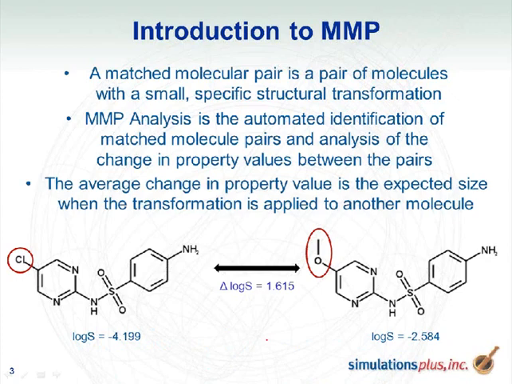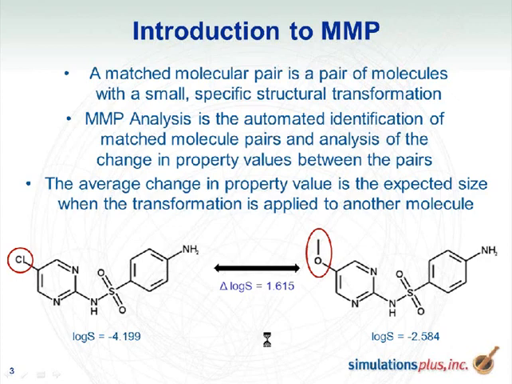Okay. And if you look at outliers from this distribution, you might see compounds that maybe buck the trend. In other words, maybe replacing a methoxy with the chlorine might decrease the solubility in this example.